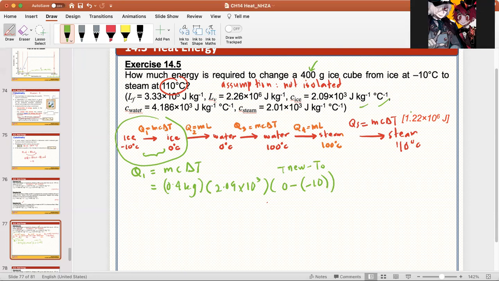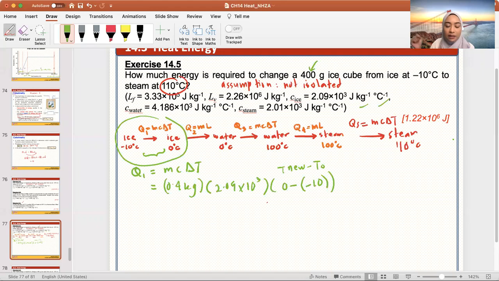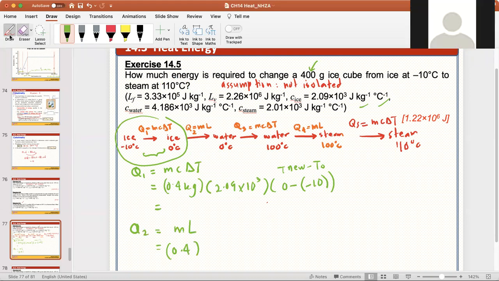The temperature rises. Is it releasing or absorbing heat? It is absorbing heat. Okay, good. As for this one, we will calculate later. So Q2 equals ml. Mass is still the same, 0.4. And what should my L be here? LF. Yes, this guy will be LF.